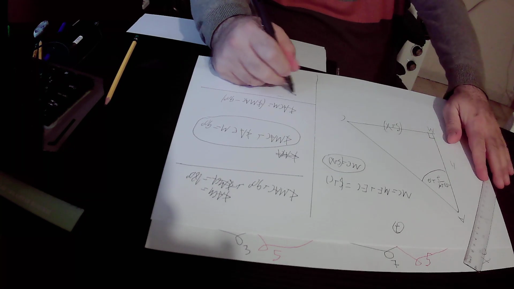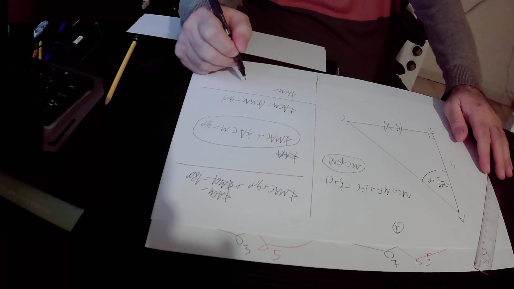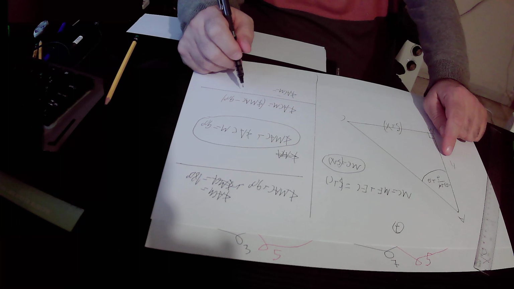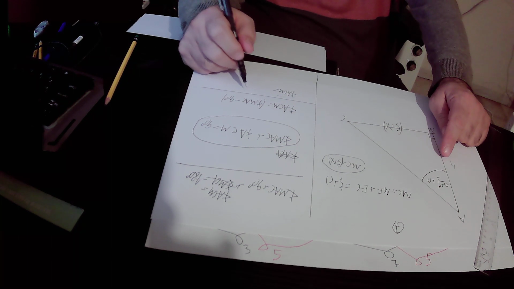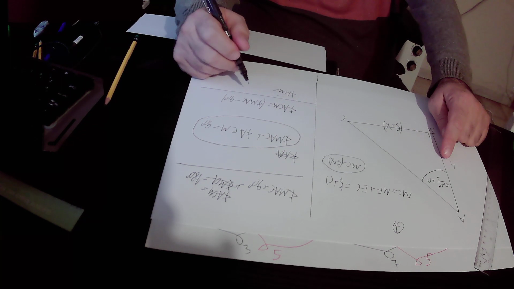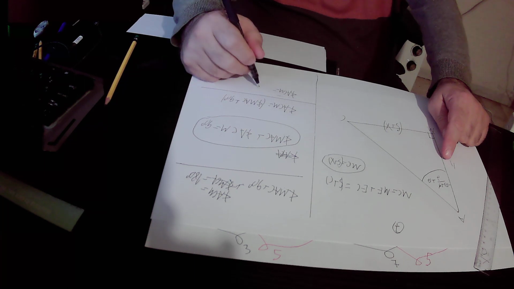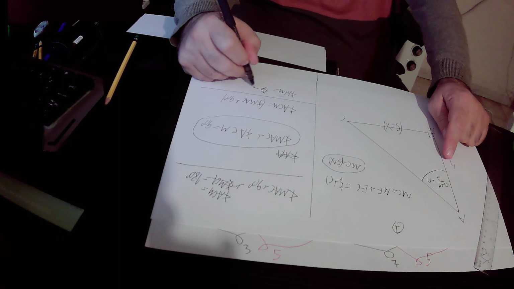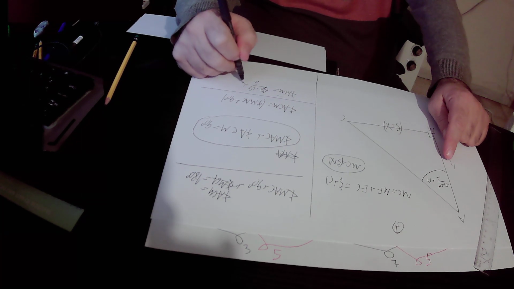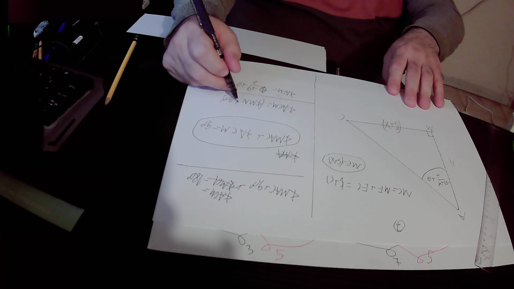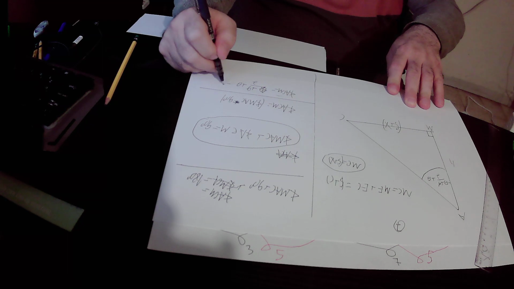So angle ACM, the angle that we are looking for, is equal to angle MAC, and angle MAC is equal to theta plus alpha over 2 plus theta, minus 90 degrees.